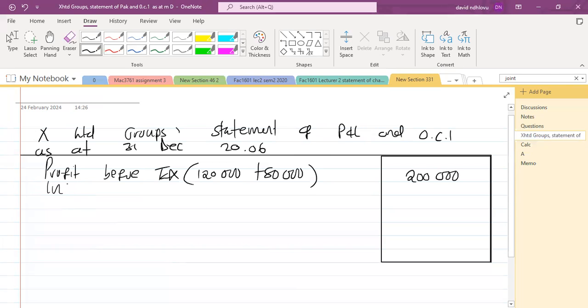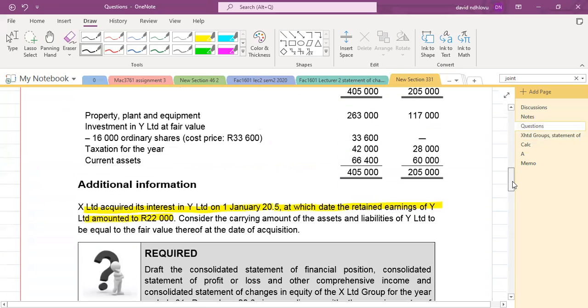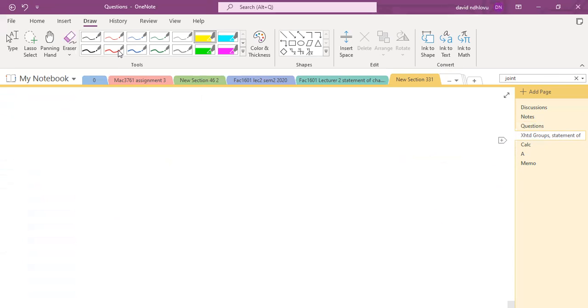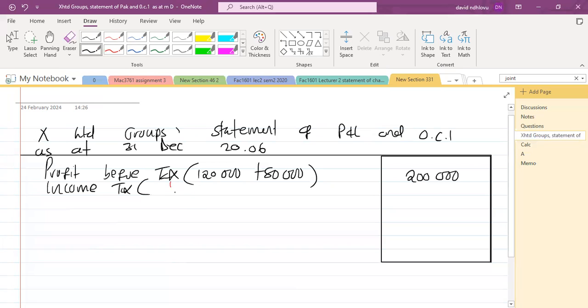Then you say income tax. Income tax at this level, we don't change anything. We take the figures that are given. So our taxation for the year, 42,000 and 28,000, we just add the two. That should be 70,000, which means we then have 130,000 in terms of our profit for the year.